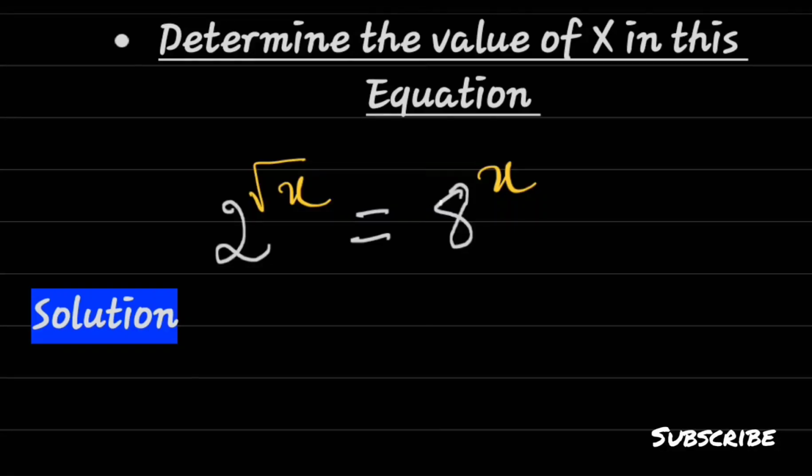We want to determine the value of x in this equation: 2 to the power square root of x is equal to 8 to the power x.